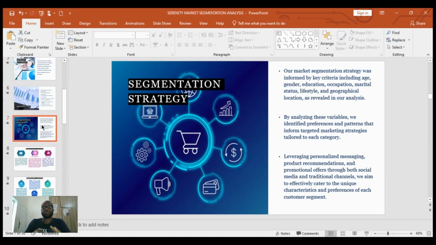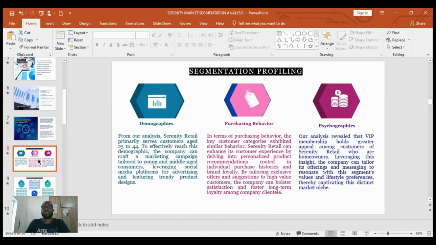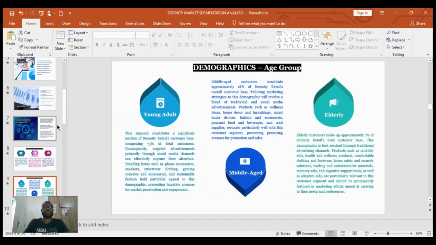We have gone ahead to segment our customers based on certain strategy, right? Using certain criteria like age, gender, education, occupation, and marital status. We've used all of these categories to segment the customer base for Serenity Retail so that we can further dive into profiling each of those segments, which we are doing next. Here, we have decided to introduce our segmentation profiling based on demographic, purchasing power, and psychographic characteristics.